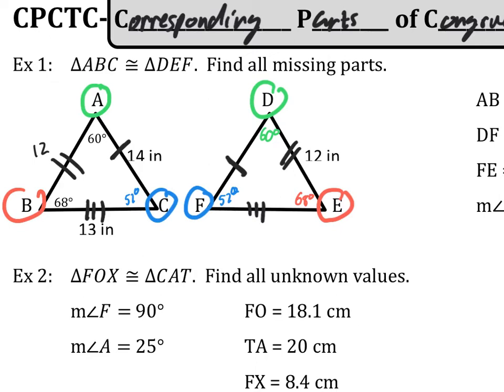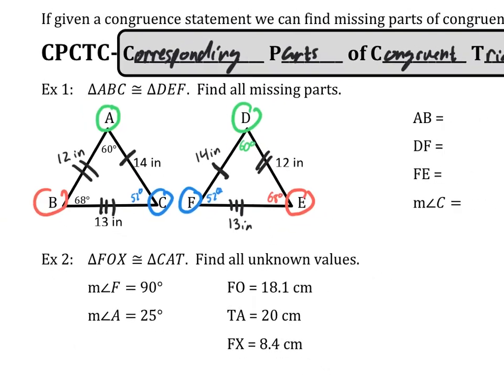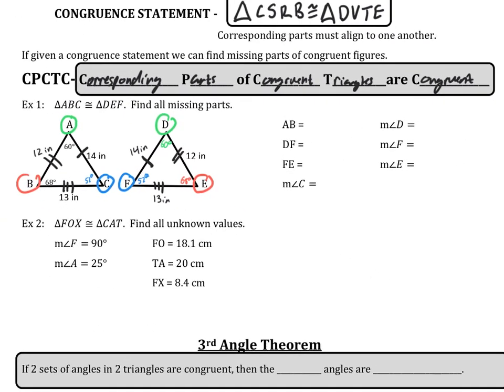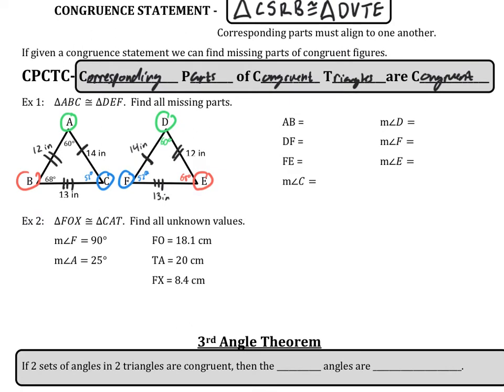DF is congruent to AC, so that should be 14. Again, single tick mark, single tick mark. And then triple tick mark to triple tick mark, this should be 13. And you can put units on there too. Units never hurt.